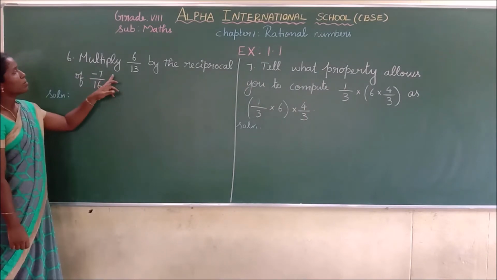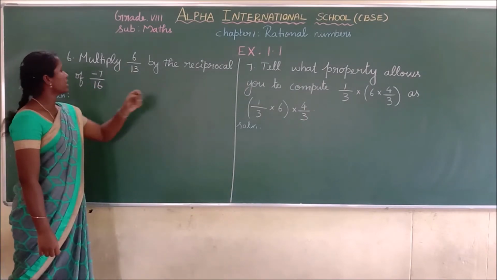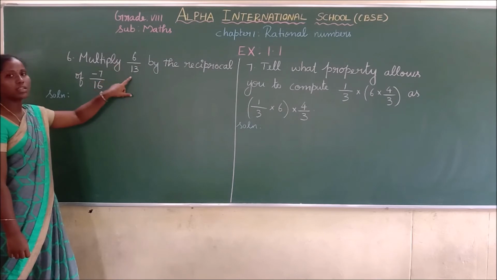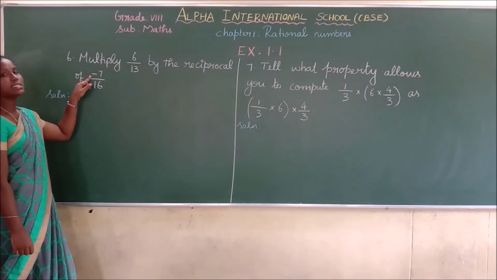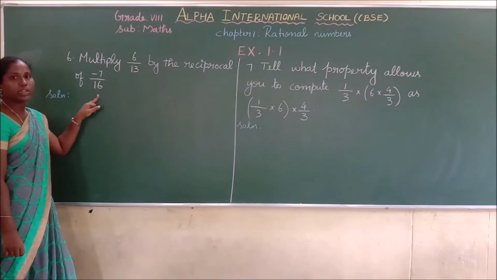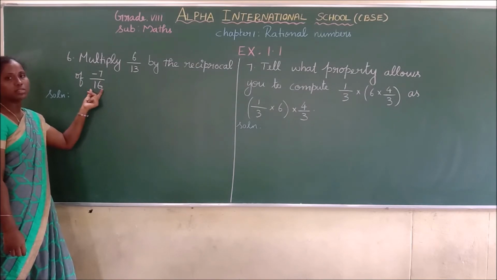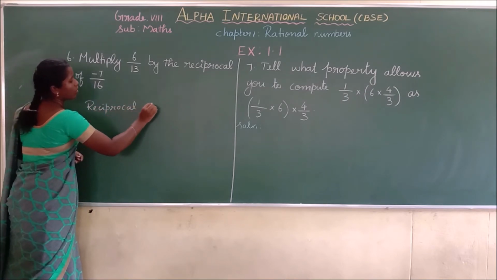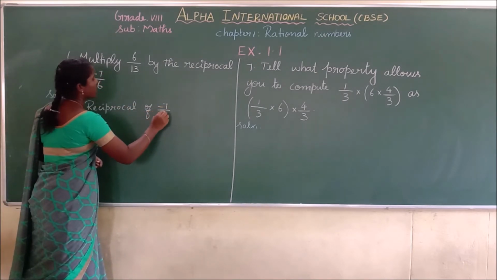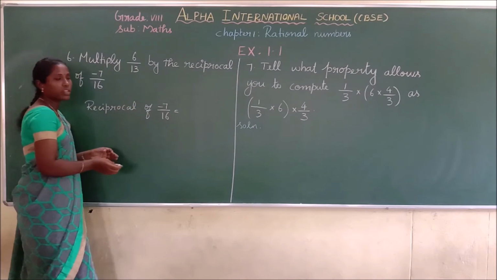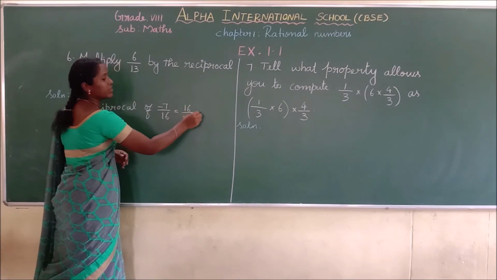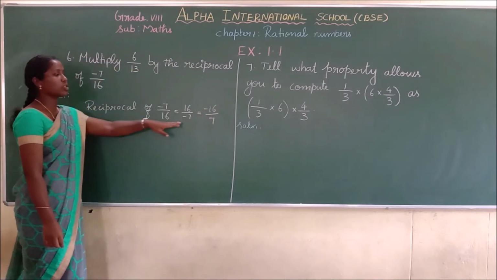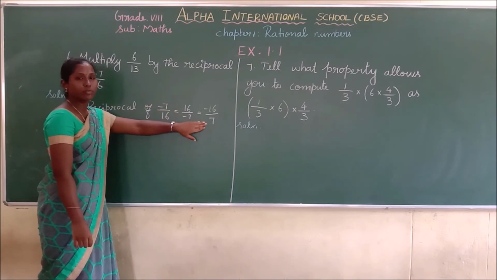Now the sixth problem. Multiply 6 by 13 by the reciprocal of minus 7 by 16. Understand the question? We have to multiply 6 by 13 with the reciprocal of minus 7 by 16. For this, first we have to identify the reciprocal of minus 7 by 16. What is the reciprocal? Just interchange the numerator and denominator. We will get 16 by minus 7, but write it in the standard form, that is minus 16 by 7. Just take the negative sign to the numerator. That gives you the standard form, minus 16 by 7.